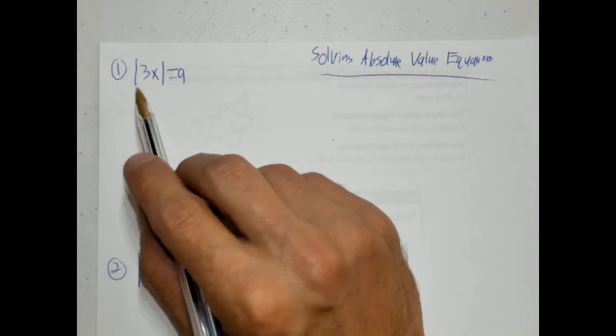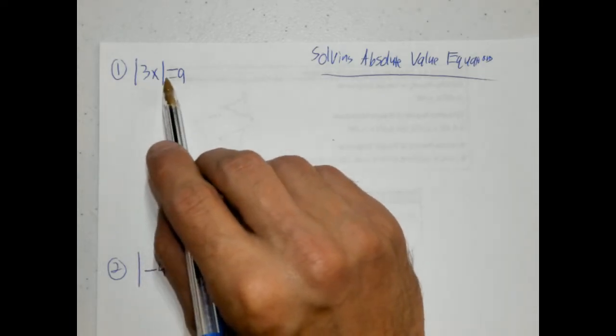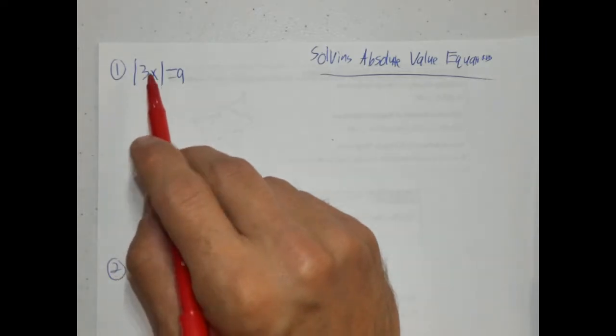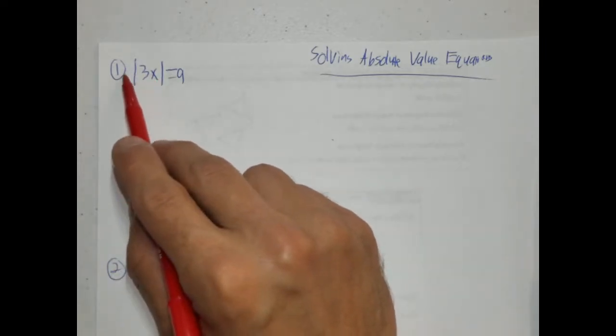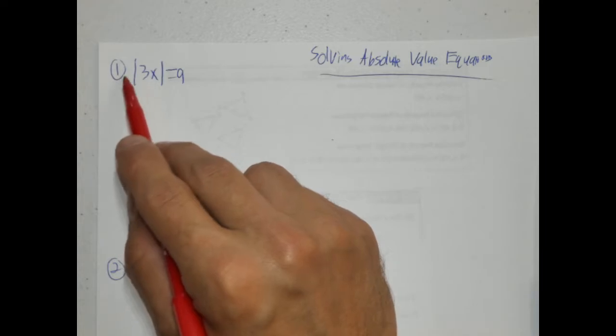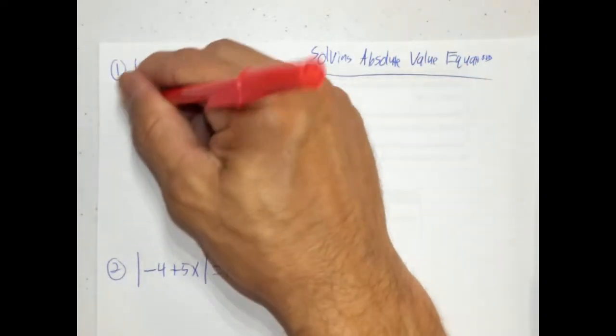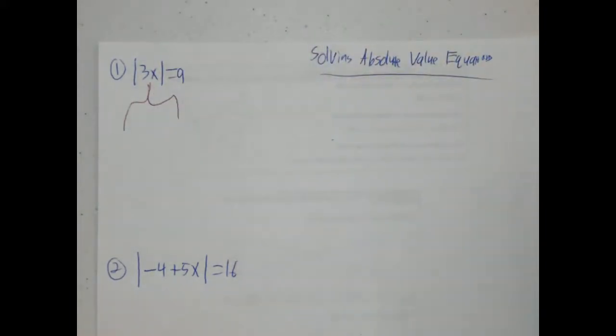Full on tantrum. Okay, so we have the absolute value of 3x equals 9. So the first thing we need to do is make sure that the absolute value has nothing on the outside of it. And by that I mean there's nothing on the same side the equal sign is on. It's just absolute value 3x is equal to 9. There's nothing on this side besides that. So that means we're ready to split it. So we're going to go ahead and do that.